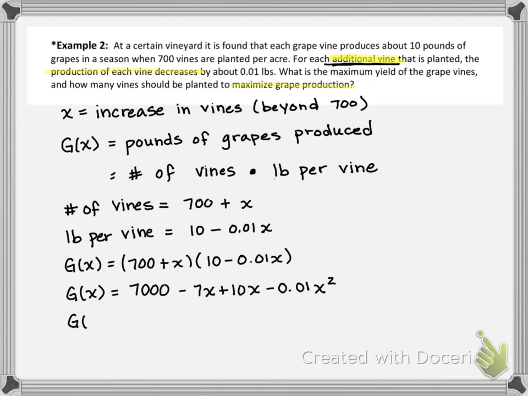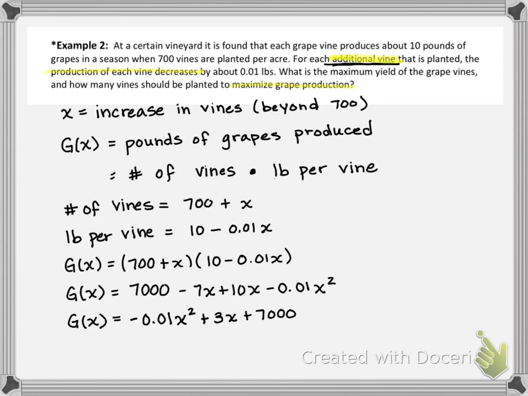So I'm going to put that in descending order because, again, that vertex formula is based on the A and the B and the C. And so I want my A, B, and C to be in order so I don't mix them up. So we're going to put our x squared term first, and then our x term, and then our 7,000. So now we've got our production function in standard general form.